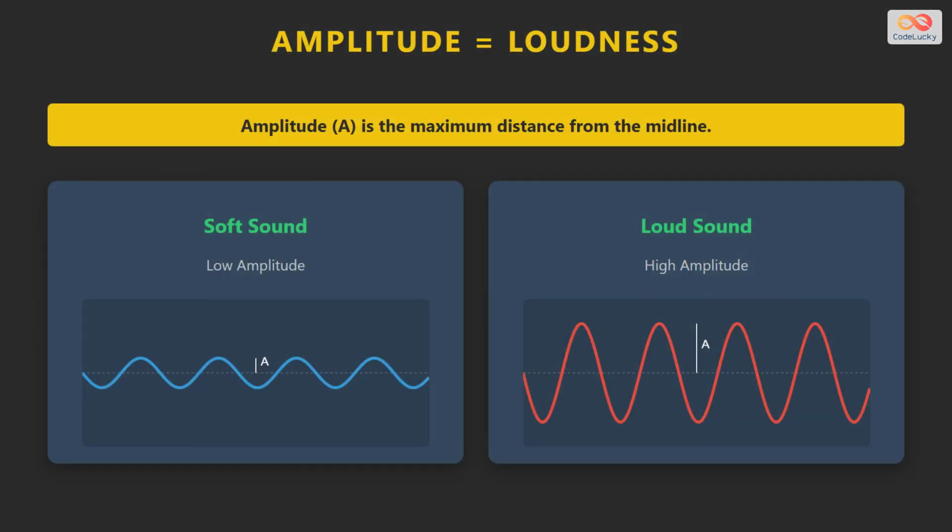Let's look at the first property of our wave, amplitude. In our equation, amplitude is the height of the wave from its center line. In the real world of sound, amplitude corresponds to loudness or volume. A short wave with low amplitude sounds quiet. A tall wave with high amplitude sounds loud.